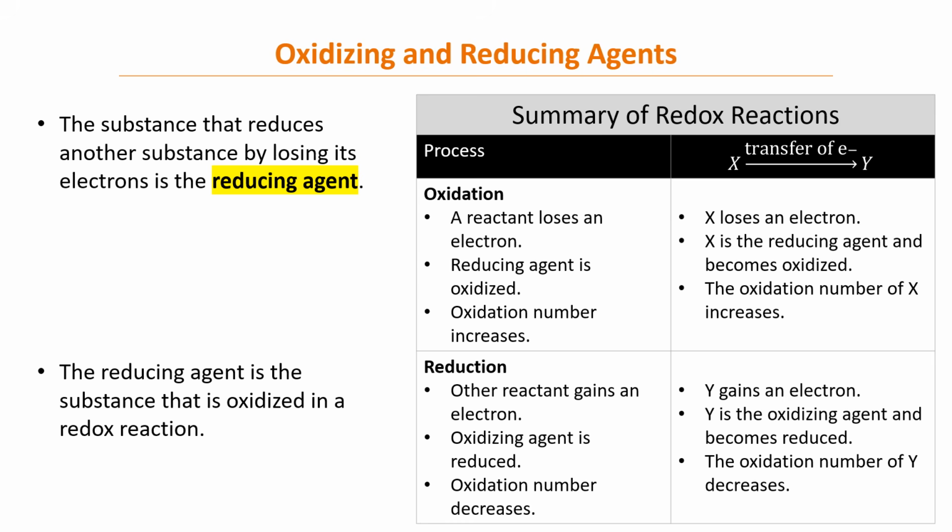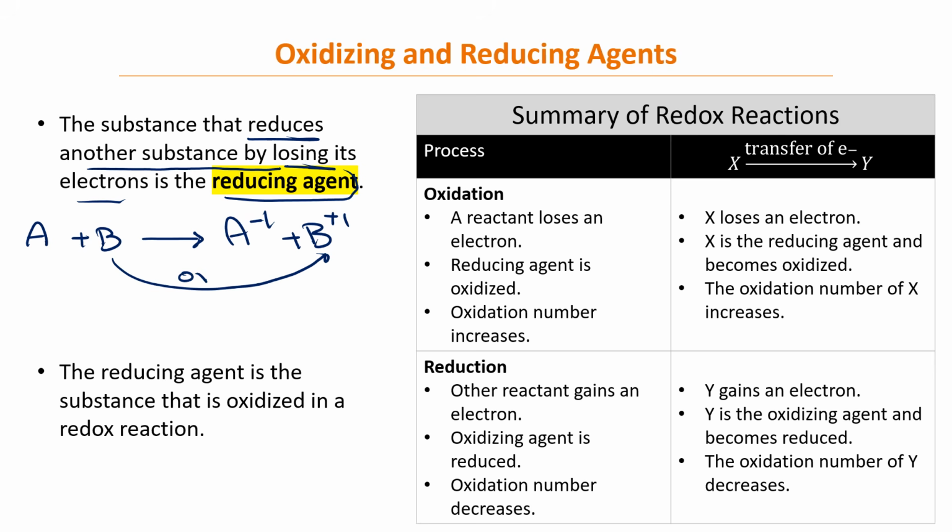Now, as you can guess, the substance that reduces another substance by losing its electrons is called the reducing agent. Again, if you have A plus B, and it will be A minus plus B plus, let's call it -1, plus 1. So here, oxidation, right? So B will lose electrons, okay? Because B loses electrons and gives them to A, A will get electrons, -1, and B loses +1. Because of that, B is oxidized, right?